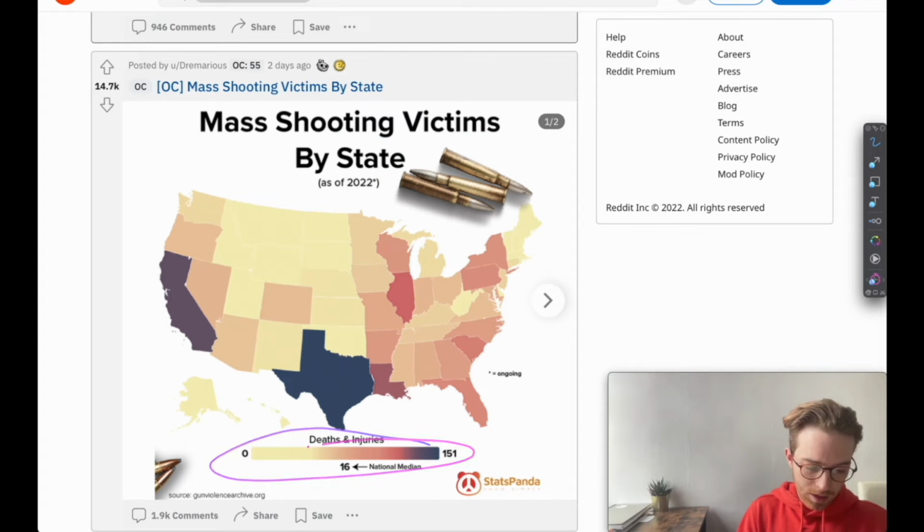The color scale here is a pretty good one, to be honest. We have it going to the full extent of the data, so we have an actual 0 value, which continuous color scales often don't include, and we have the highest value here, which is 151, and it's quite a logical series of colors here. This national median is 16.